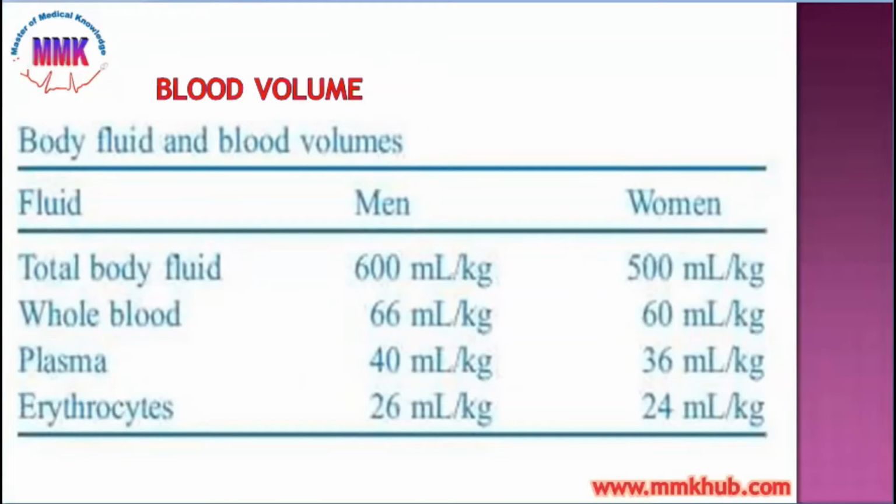What is the blood volume? In total body fluid, the total amount of blood is 600 ml per kg in men and 500 ml per kg in women. And the whole blood is 66 ml per kg, and the plasma is 40 ml per kg, and erythrocyte. This chart is comparing the total body fluid with the amount of blood, plasma, and erythrocyte in male and female.